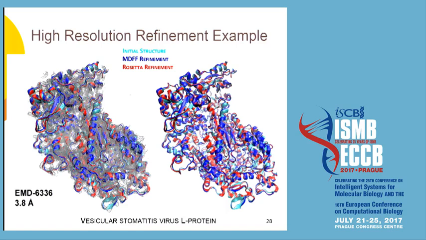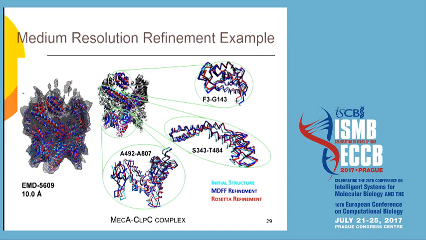At the 3.8 angstrom level, you see some differences in the loop regions. The differences from the initially deposited structure to the refined structures are mostly in the loop regions, and for the alpha helices or beta strand regions, we don't see significant changes. Now I go to the medium resolution structures.